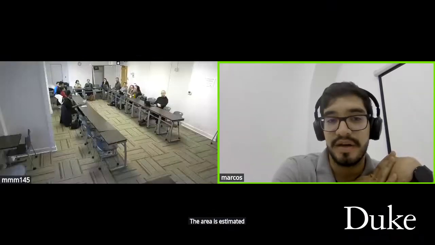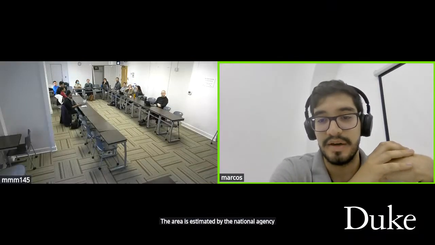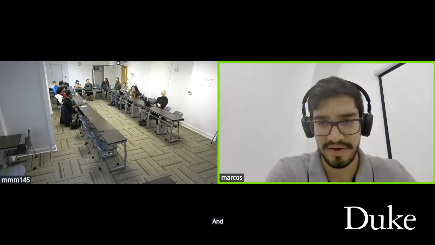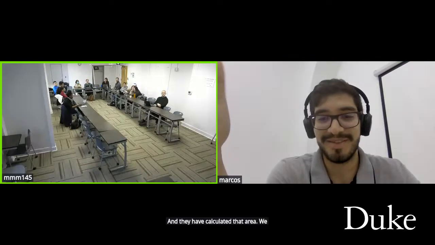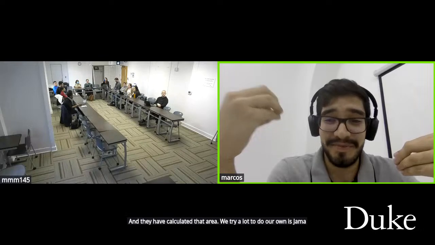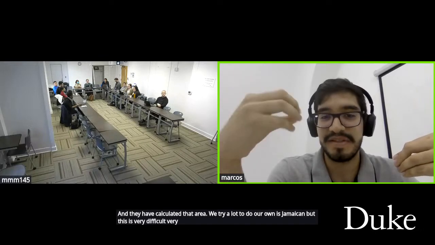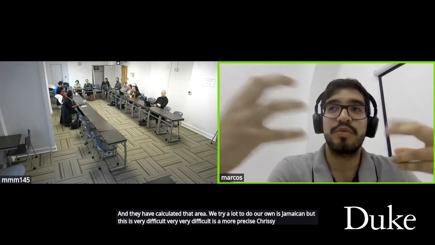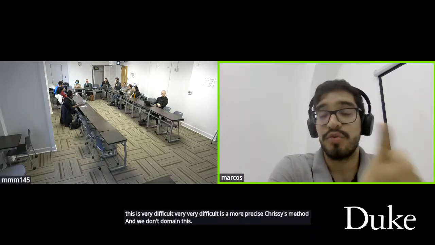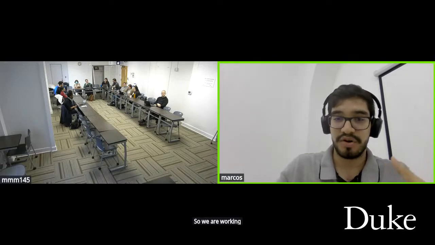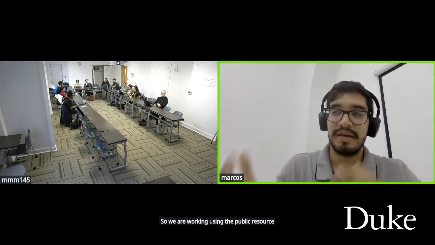The area is estimated by the National Agency of Minerals from Brazil, and they have calculated that area. We tried a lot to do our own estimate, but this is very, very difficult. It's a more precise method, and we don't have mastery of this. So we are working using public resources or an easier method.